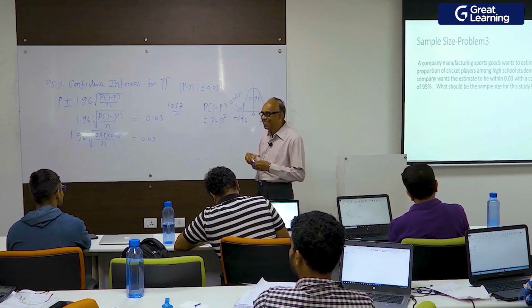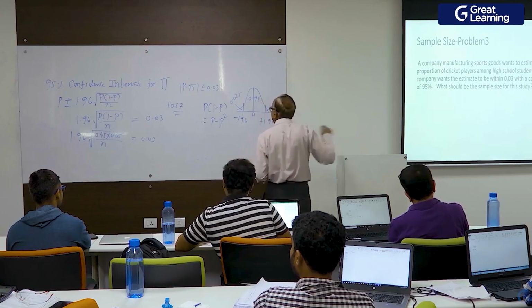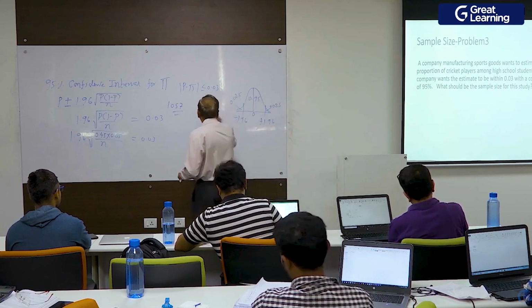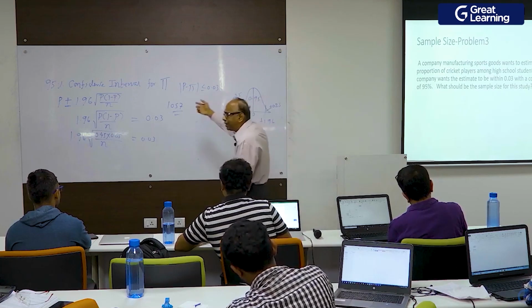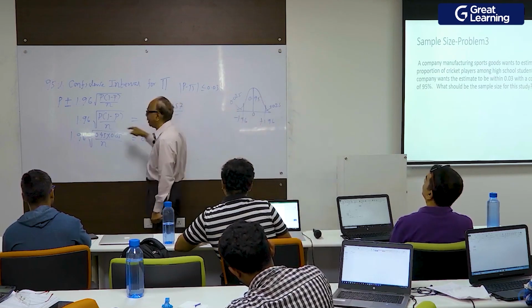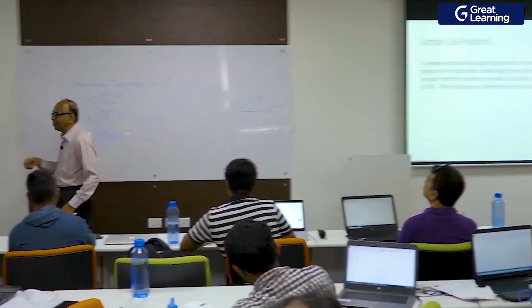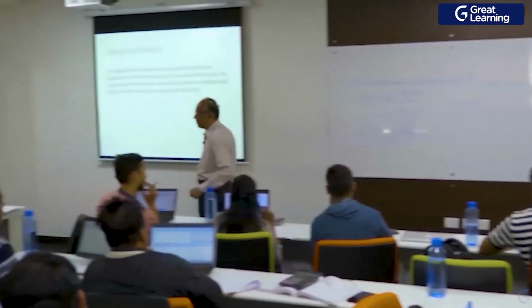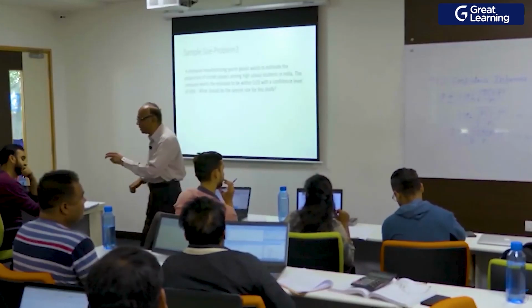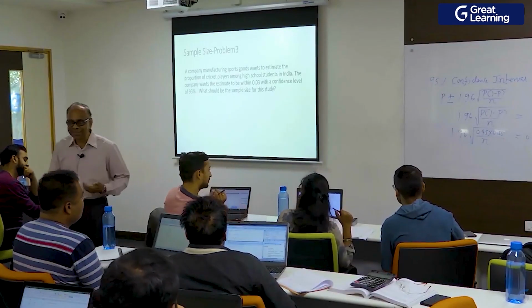In other words, the expression P into 1 minus P is maximum at 0.5, and therefore I need a large sample size, not 1057, a little larger than this. Put 0.5 into 0.5 and solve, and enjoy the solution. This is a puzzle which I want to give to you. It's not in a textbook problem. This was created by me while having a dialogue.